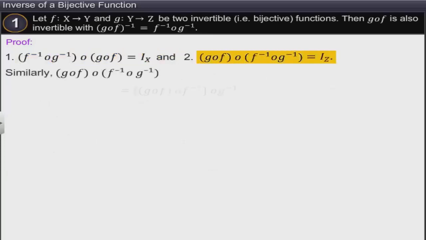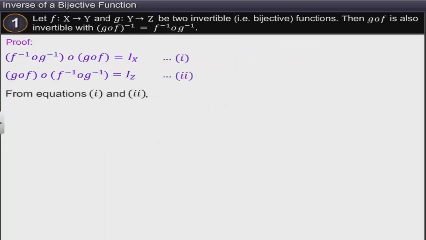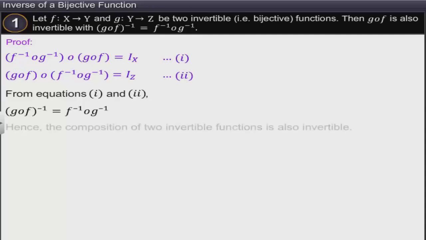Similarly, we can prove that the composition of F inverse circle G inverse and G circle F is an identity mapping from Z to Z. From equations 1 and 2, we conclude that the inverse of the composition of F and G is equal to the composition of the inverse of G and F. Hence we can say that the composition of two invertible functions is also invertible.